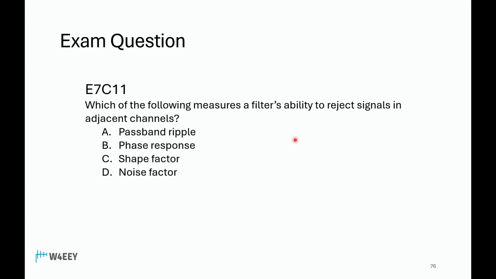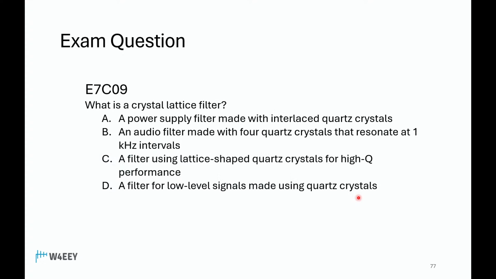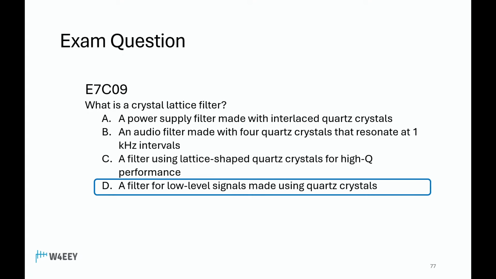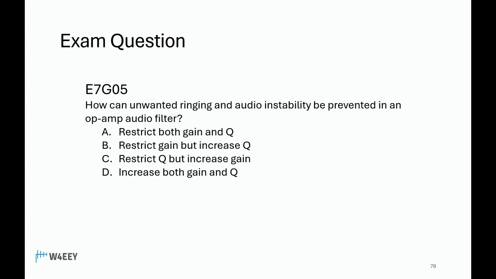Which of the following measures a filter's ability to reject signals in adjacent channels? Charlie. It is Charlie. Shape factor, you want it to be fairly steep normally. What is a crystal lattice filter? Delta. Yep, some of the other ones look tempting, but delta is the correct answer. The filter for low-level signals made using quartz crystals. How can unwanted ringing and audio instability be prevented in an op-amp audio filter?